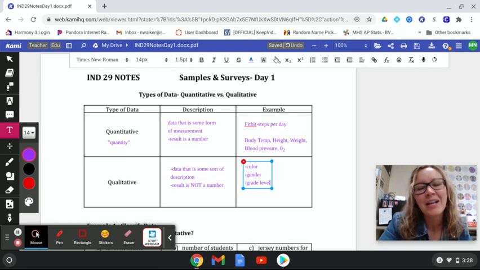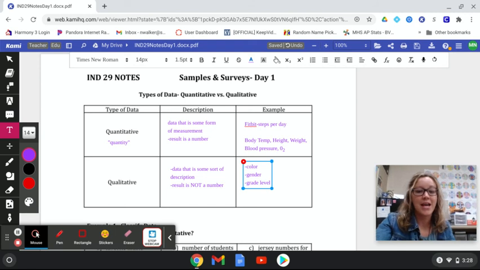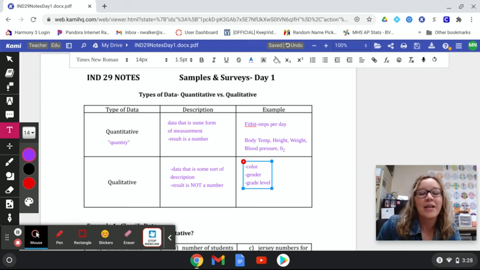And grade level, I know this one's kind of tricky. Some people tend to think that grade level is a quantitative measurement because if you're a freshman, you are in ninth grade, and 9 is a number. But just because you're a ninth grader doesn't make you smaller than or less significant than someone in 12th grade.